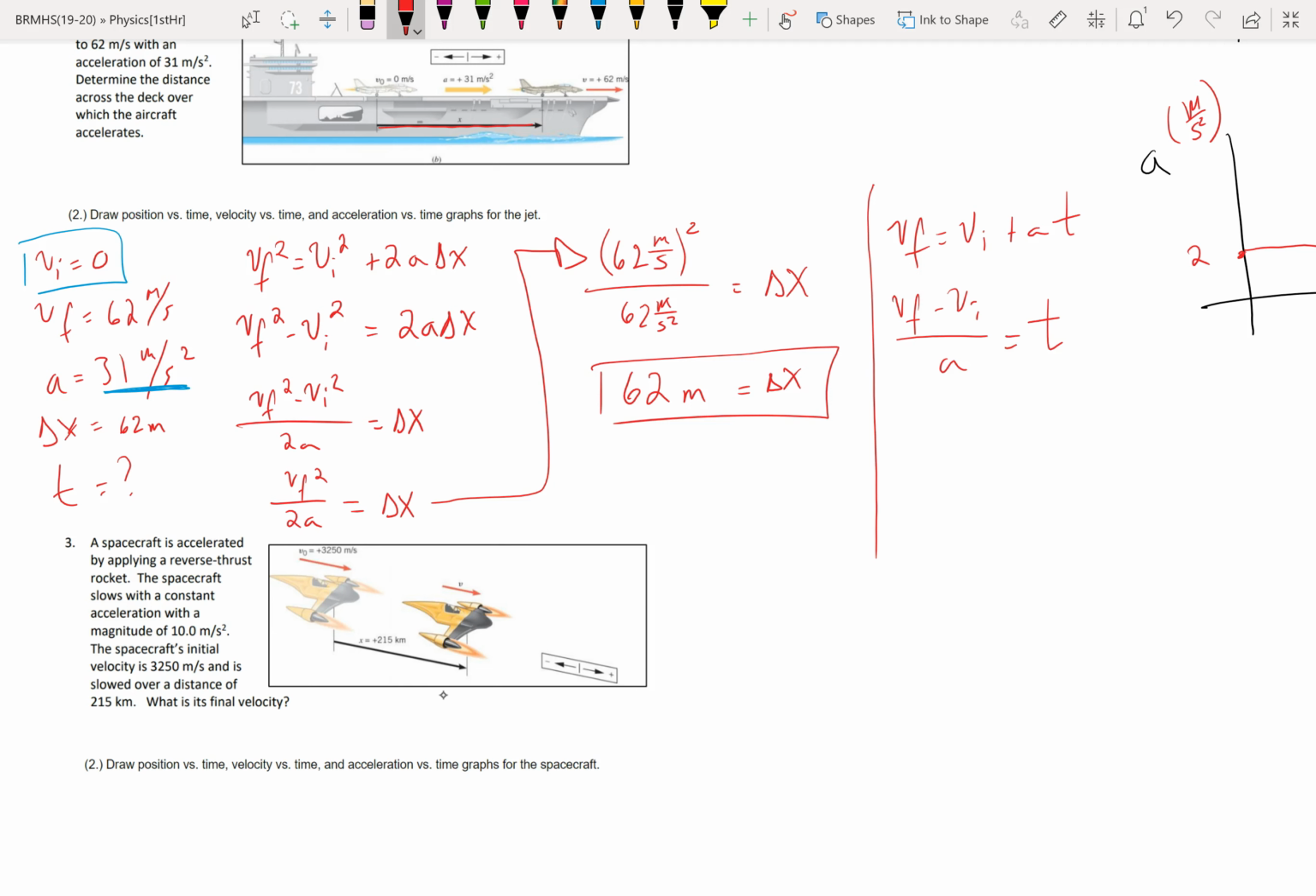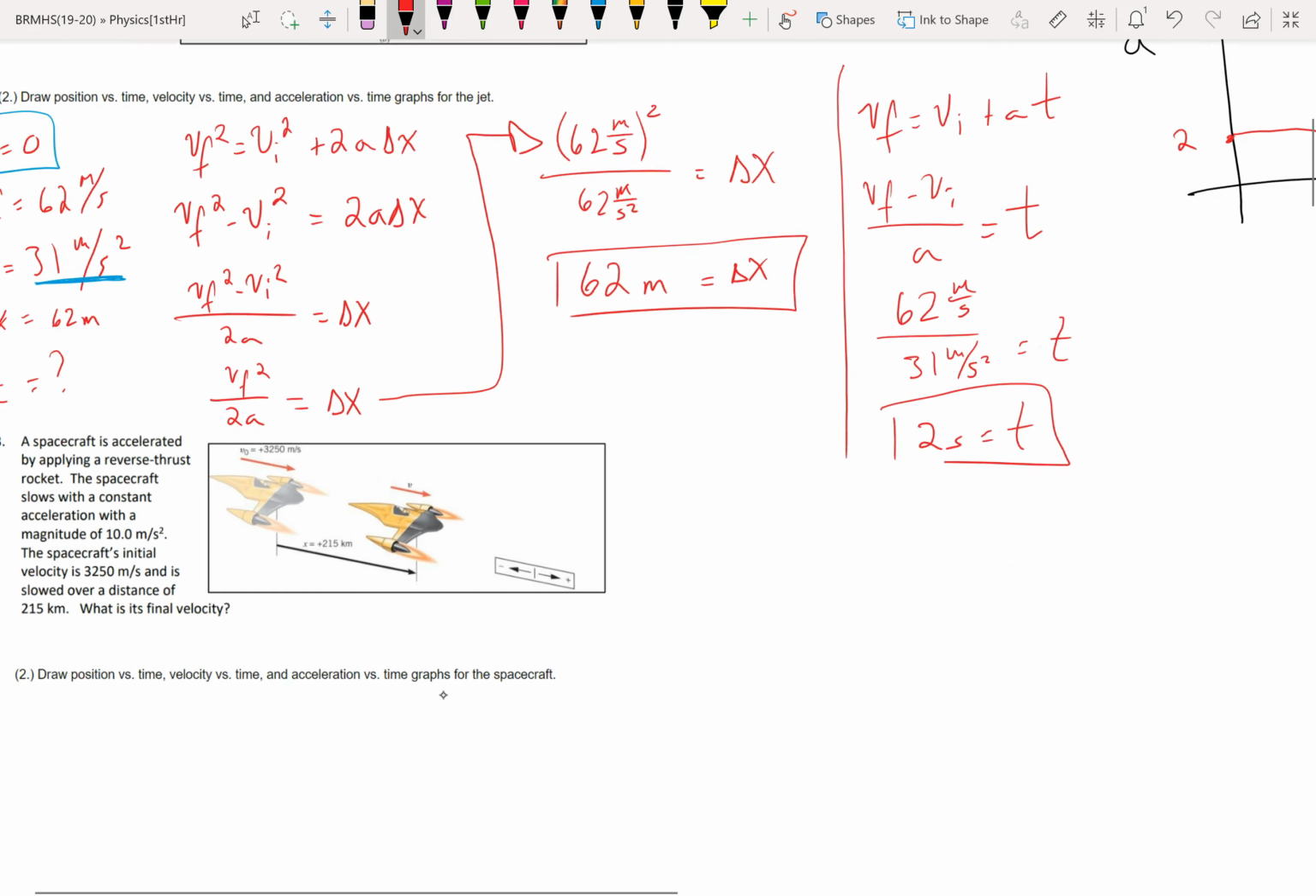All right, final velocity is 62. Initial is 0. So divided by an acceleration of 31 meters per second squared is time. So 2 seconds. That's how much time it took. So now let's find delta x again, but we'll use a different equation. Let's say we could do VIT plus 1/2 AT squared. Let's try that one. See if we get 62 again.